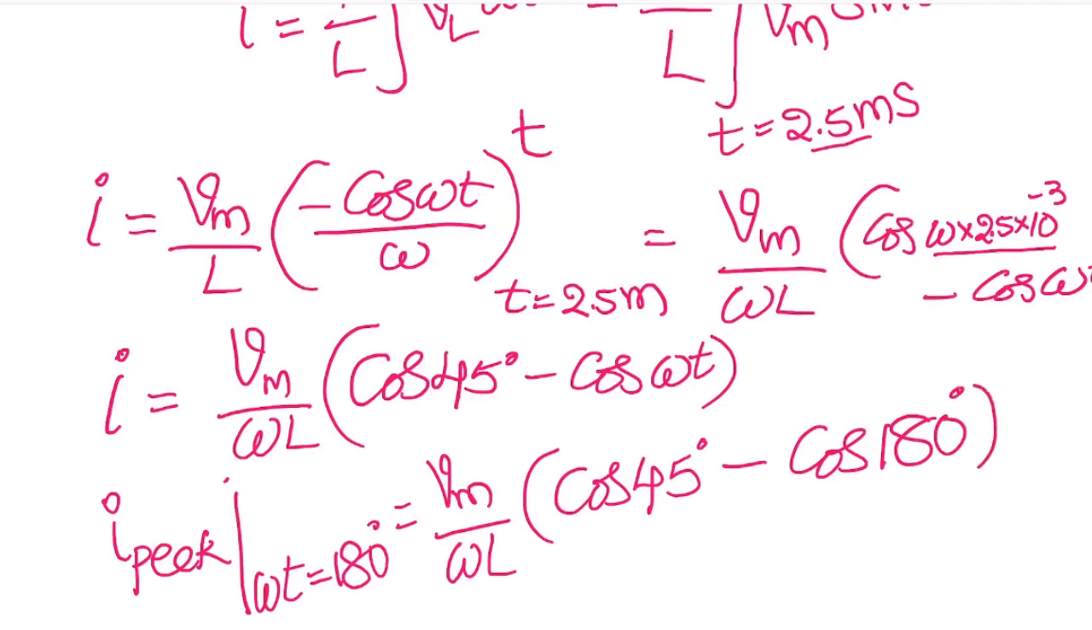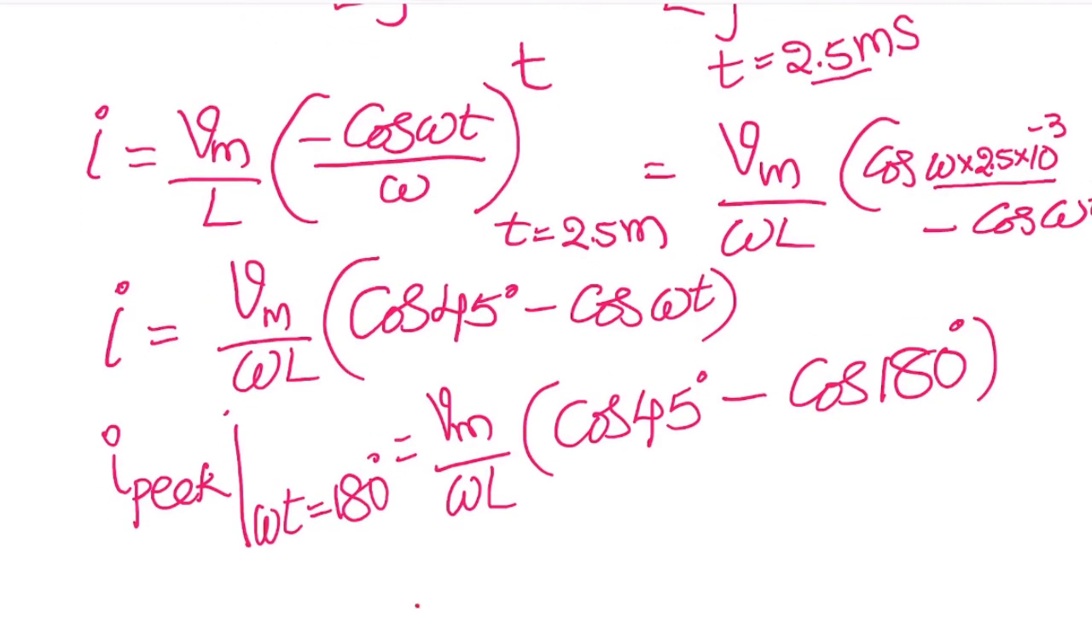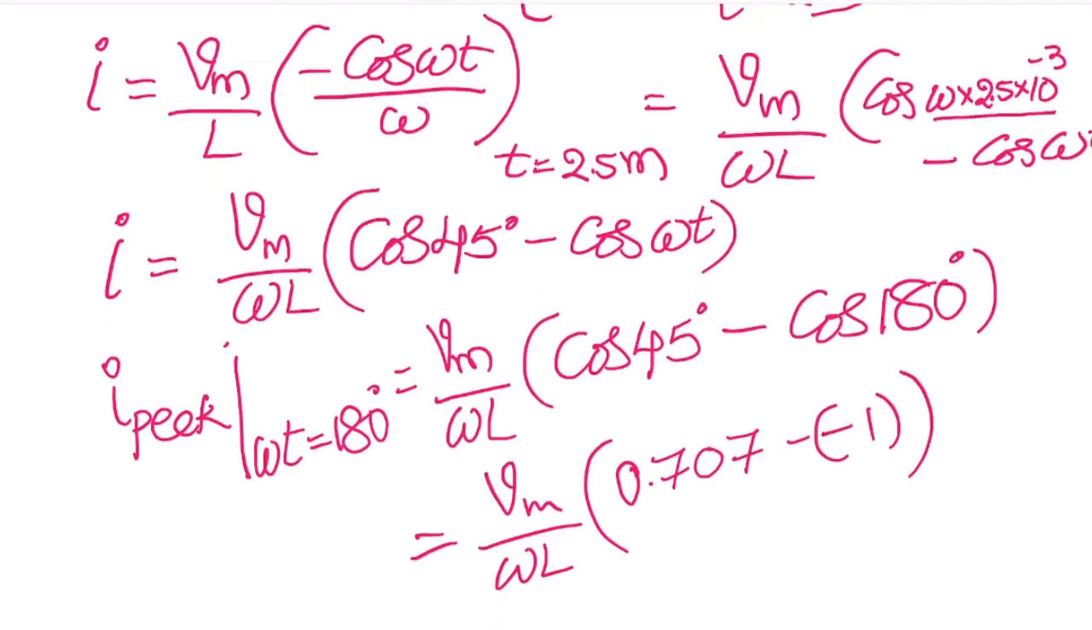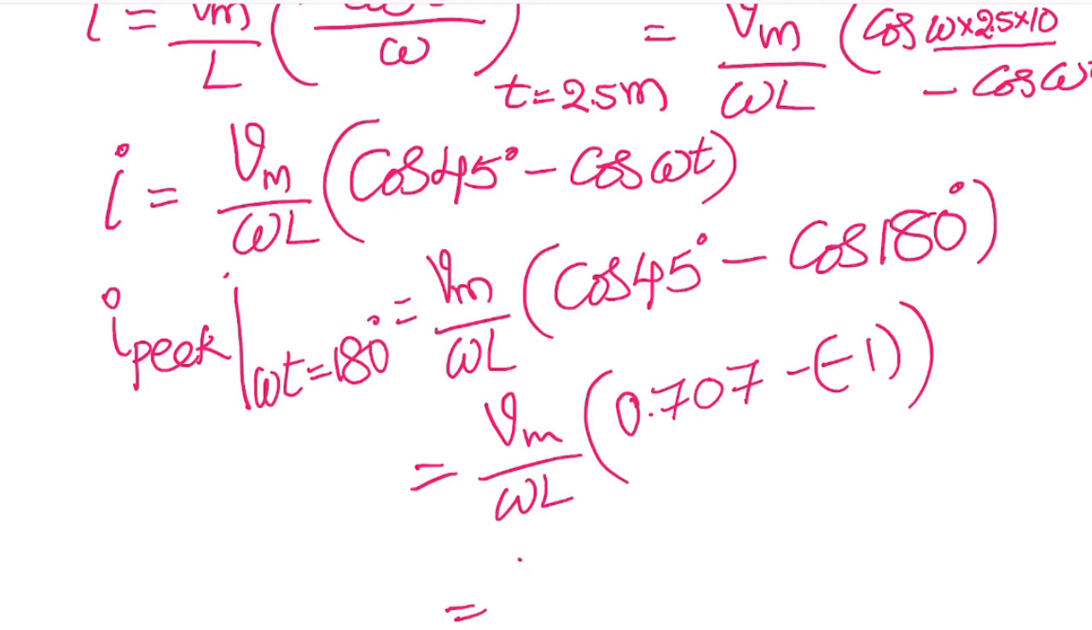Cos 180 is nothing but minus 1. Minus of minus becomes plus 1. This will be Vm by omega L, and cos 45 is 0.707. Adding the 1, this becomes 1.707 times Vm by omega L.